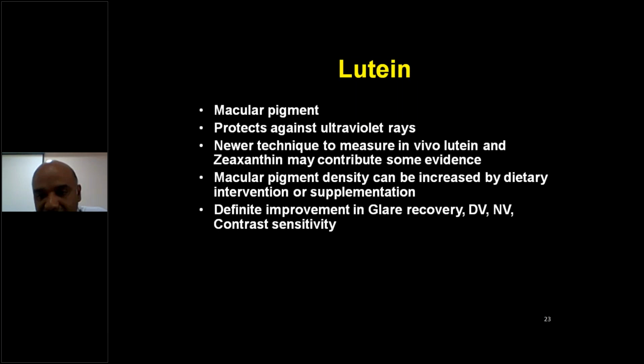Coming to lutein, what is lutein? Lutein is a macular pigment which protects against ultraviolet rays. These drugs have had a recent addition of lutein along with vitamins. What is the advantage of lutein? It's a macular pigment which protects against ultraviolet rays, and there is a newer technique to measure lutein in vivo, and zeaxanthin may contribute some evidence. Macular pigment density can be increased by dietary intervention or supplementation. The macula contains lutein pigments, and you are supplementing it orally.